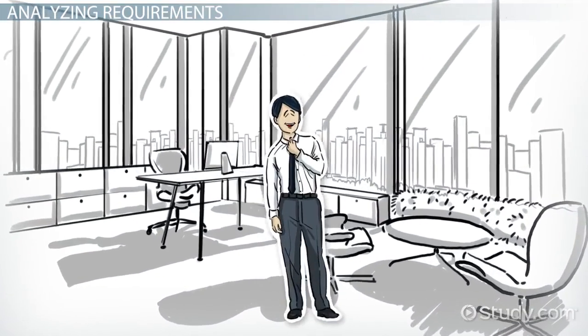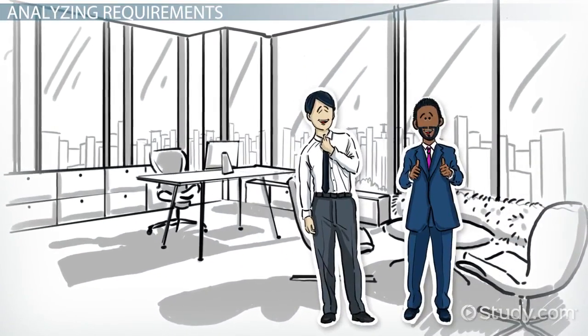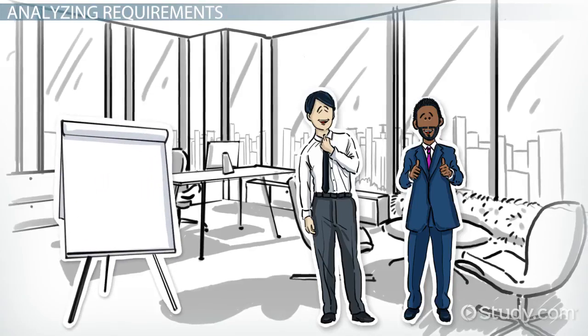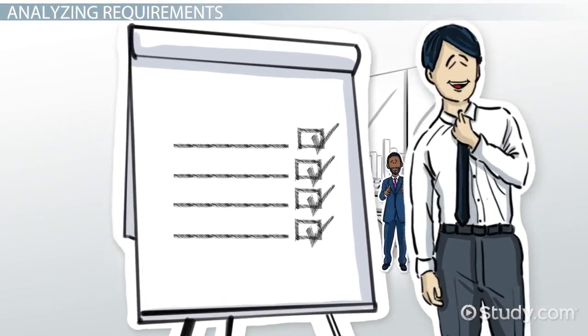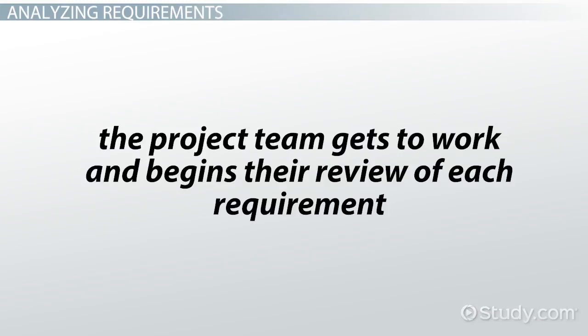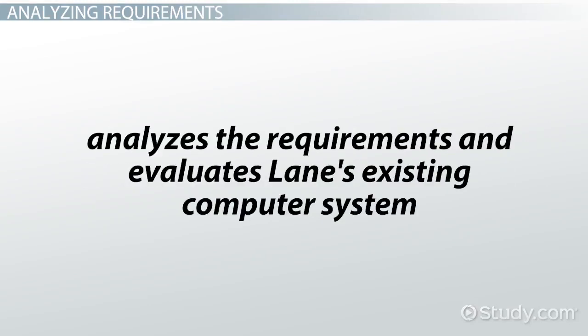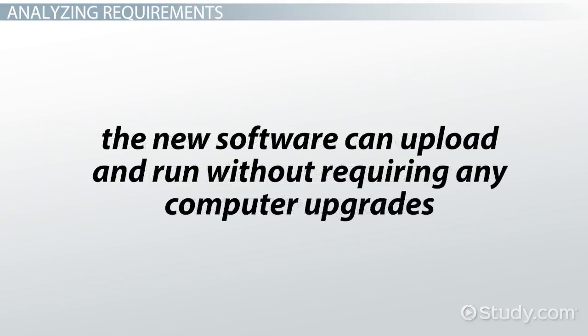Lane has several meetings with his project manager to review the requirements and provide as much detail about each requirement as possible. After Lane completes his last meeting, the project team gets to work and begins their review of each requirement. The project team analyzes the requirements and evaluates Lane's existing computer system to make sure the new software can upload and run without requiring any computer upgrades.